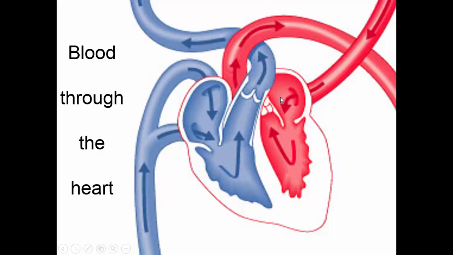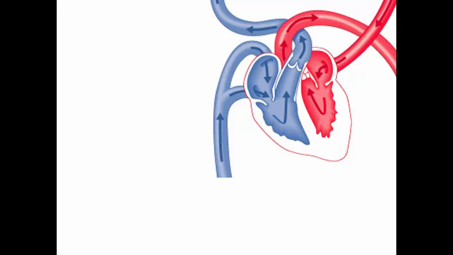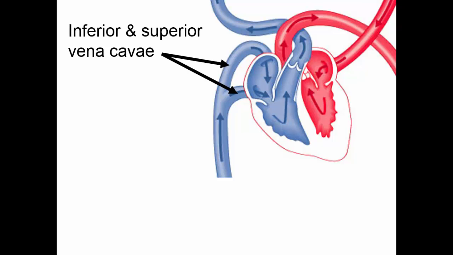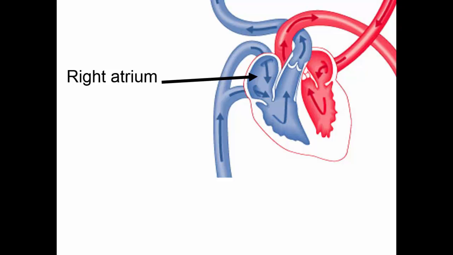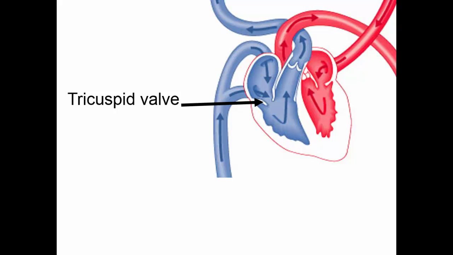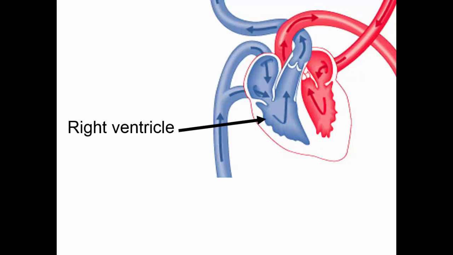We need to know how blood flows through the heart. We always start with the inferior and superior vena cava. You could start anywhere, but this is a good place to start because that's blood coming back from the body being delivered to the right atrium. When the right atrium contracts, blood will be forced through the tricuspid valve into the right ventricle.